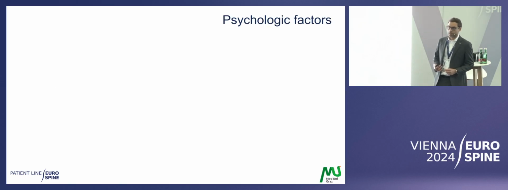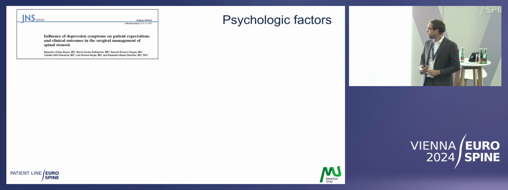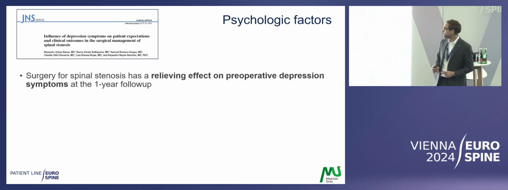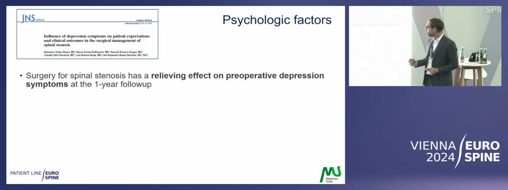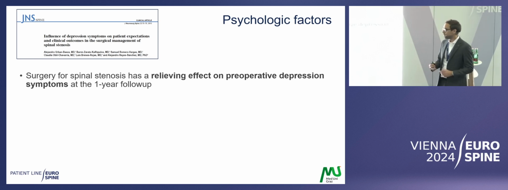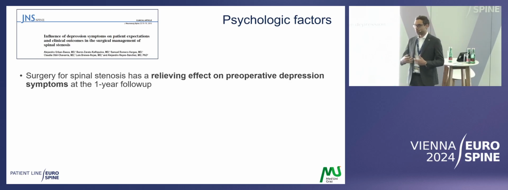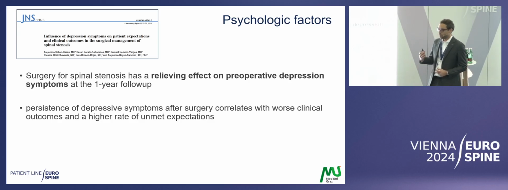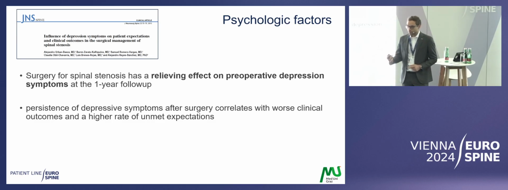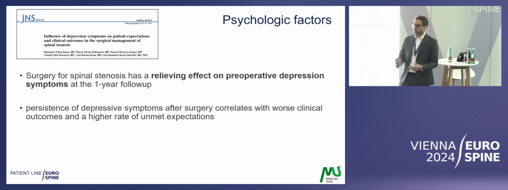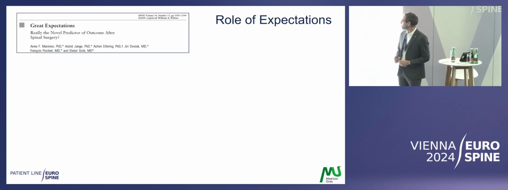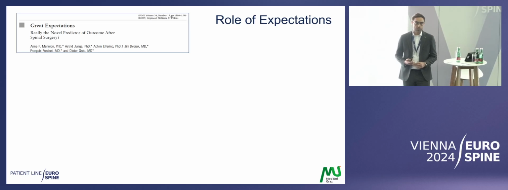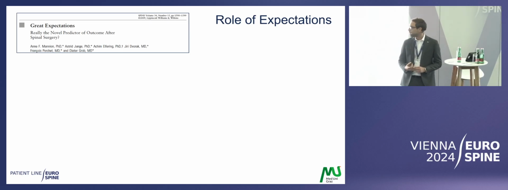Then, of course, as we all know, psychological factors play a role. Depression symptoms play a role in patients with degenerative diseases. Just one study to show that surgery for spinal stenosis could have a relieving effect on depression symptoms. So if the patients are depressed because of their inability to walk and so on, and they improve, it can have a relieving effect, but the persistence of depressive symptoms after surgery correlates with a worse outcome. And again, unmet expectations: the patients probably expect more from the surgery and won't be satisfied in the end. So expectations before surgery are a really important factor, and there are also some studies on that topic.